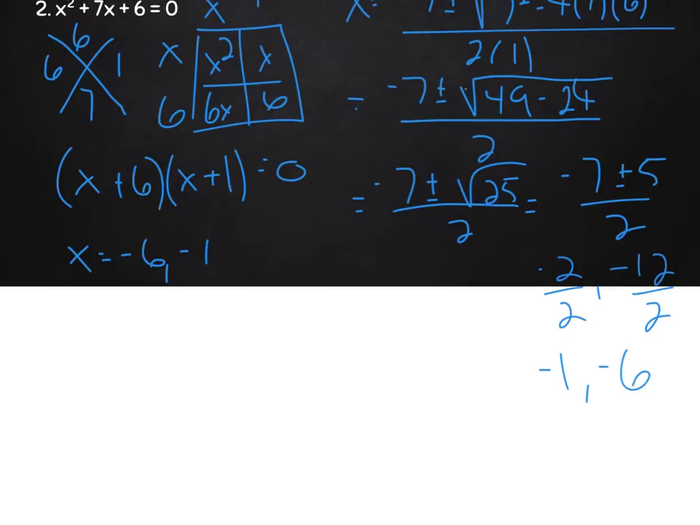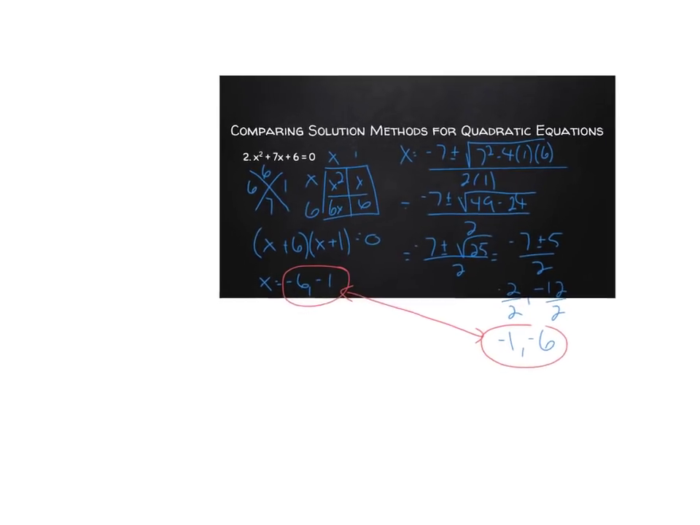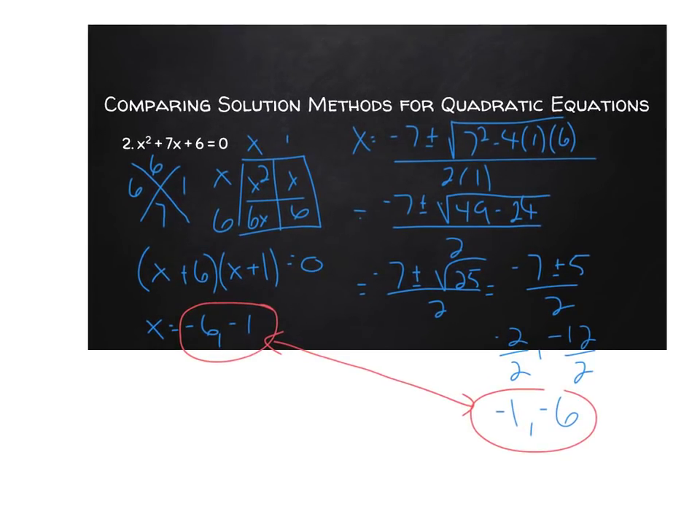Which, if we look, comparing it to our previous, negative 1 and 6, negative 1 and 6, those are the same. So as we look at this as a whole, we can see factoring was definitely shorter and easier, but quadratic formula did work. If we go forward, we then see that quadratic formula is nice because it does work every time.